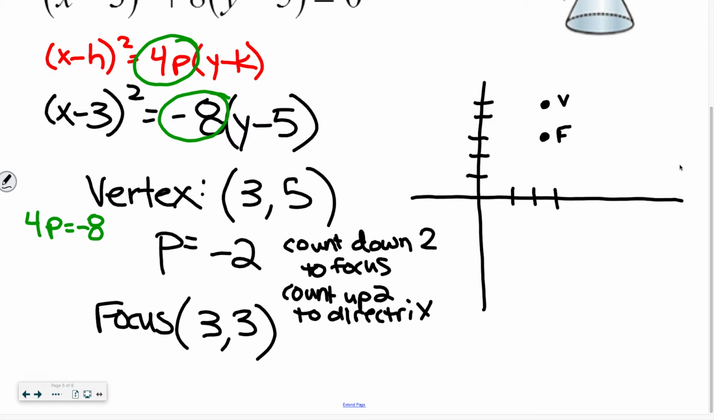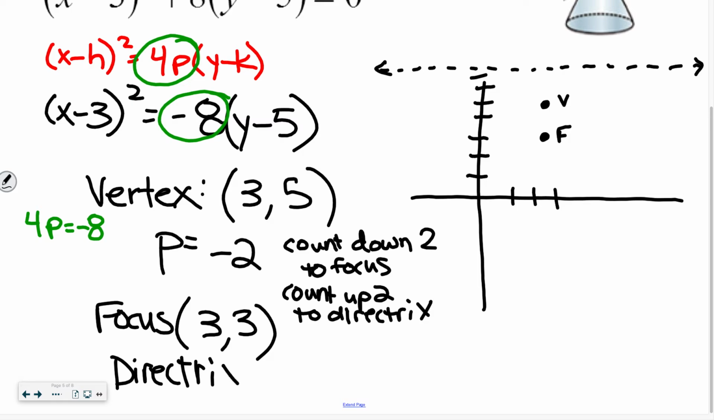To get the directrix, I'm going to count the other direction from my vertex. So instead of going down 2 to the focus, I'm going to go up 2 to the directrix, and that's going to be a horizontal line. How would you write the equation of that horizontal line? Y equals. Horizontal is y equals, vertical is x equals, so this is going to be y equals, we went up 2, so we're at y equals 7.